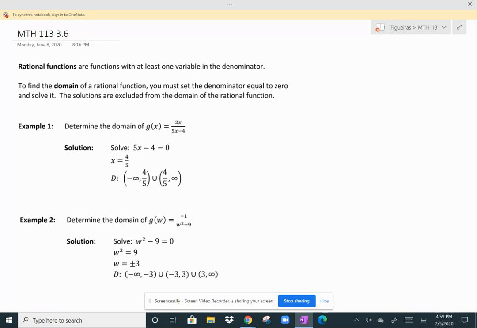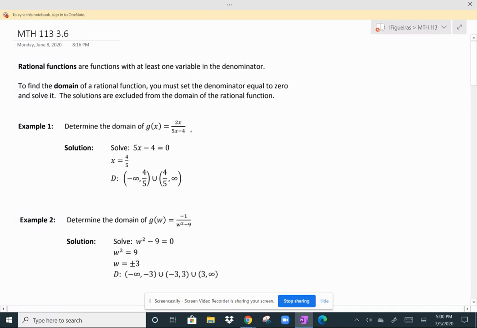So here's our first example. g of x equal to 2x over 5x minus 4 is a rational function. We want to determine the domain, and therefore we have to determine what values are excluded from the domain. In other words, when would this denominator equal 0? Because division by 0 is undefined.